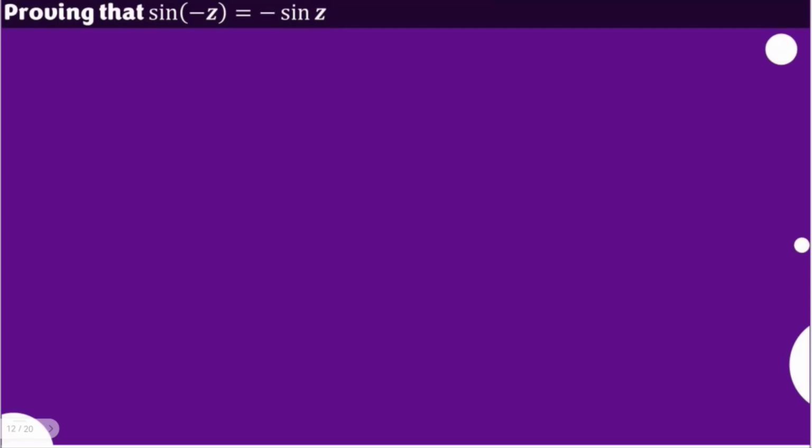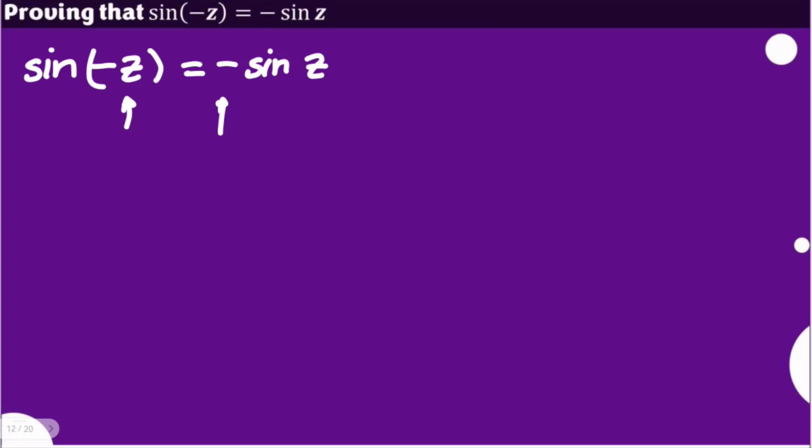The next three videos are on the even and odd identities for trigonometric functions of complex numbers. We are to start here with the identity sine of negative z is equal to negative sine z. This means that sine is an odd function, because if we plug in a negative angle, it is equal to the negative of the sine of the positive of the angle.